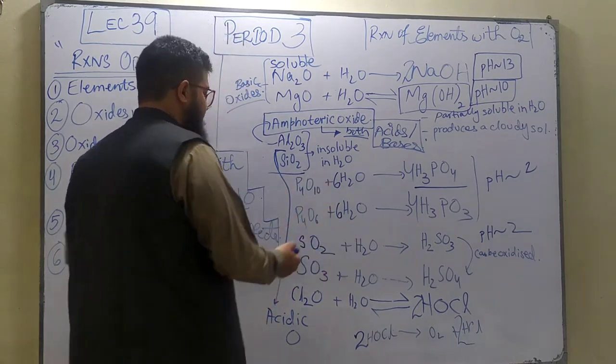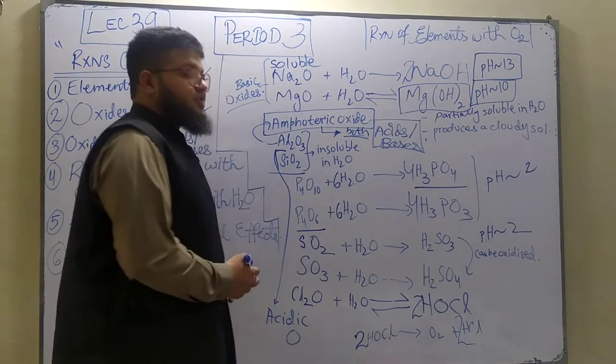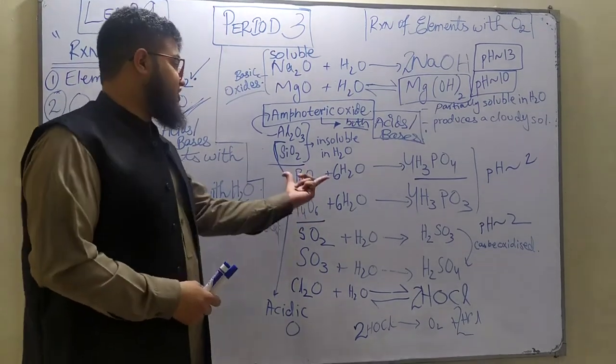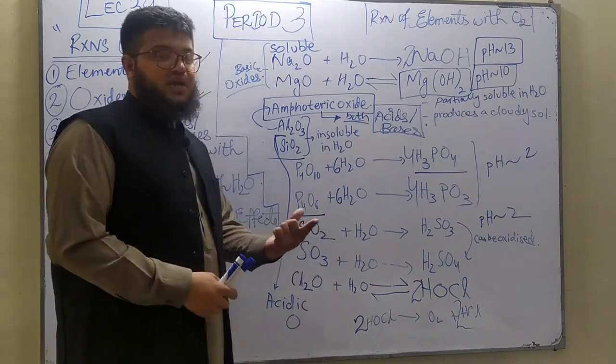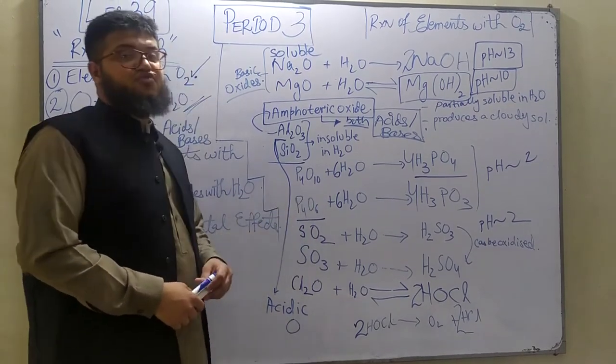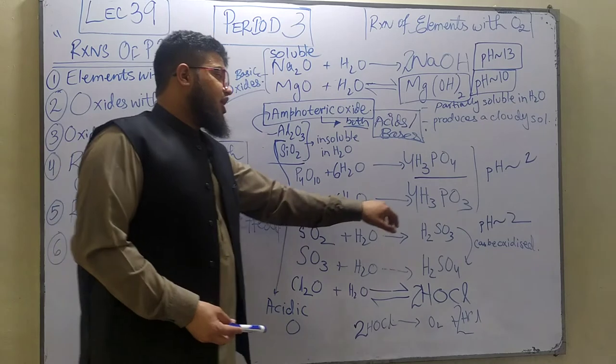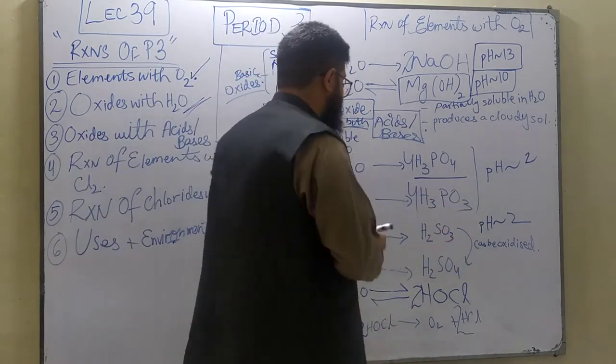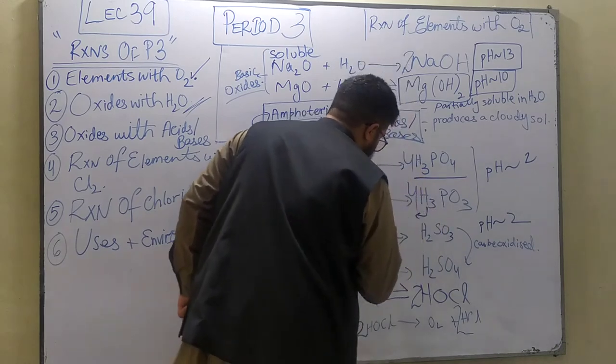Then P4O6, phosphorus 3 oxide. This was phosphorus 5 oxide, this is phosphorus 3 oxide. The oxidation state of phosphorus is 3 here. When it dissolves in water, it produces phosphorus acid, which is called phosphorus acid.